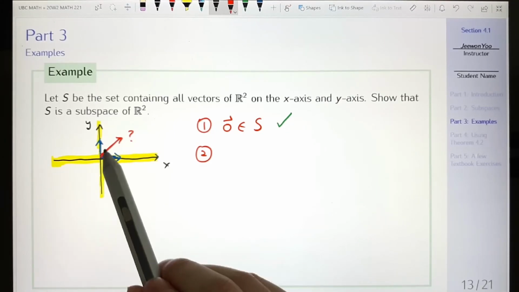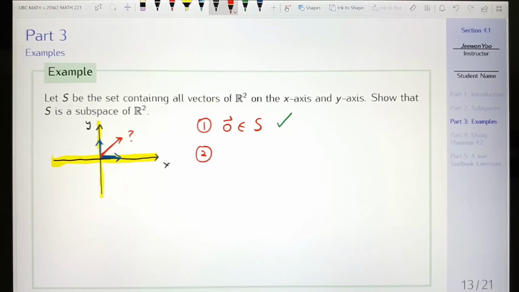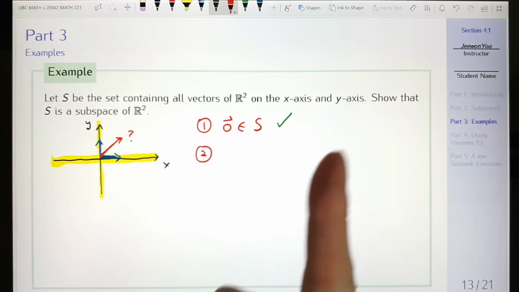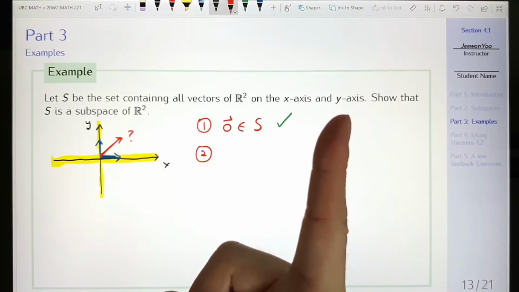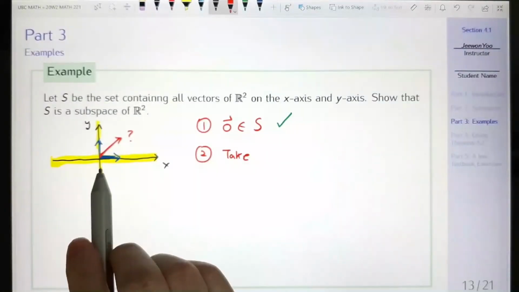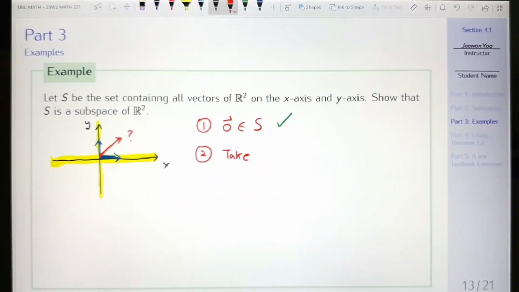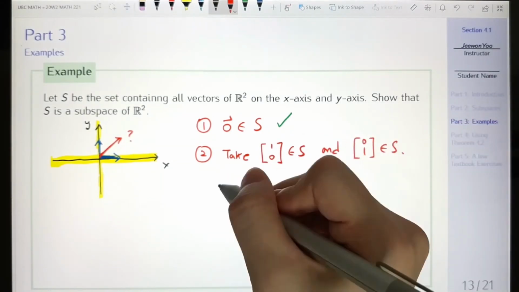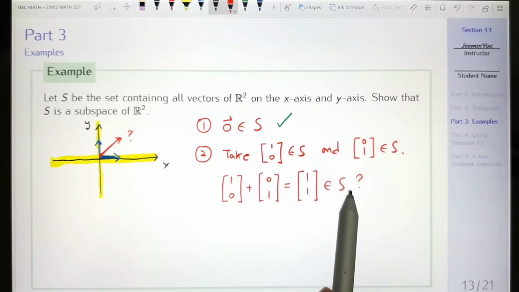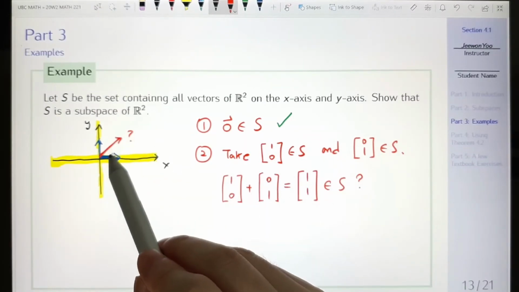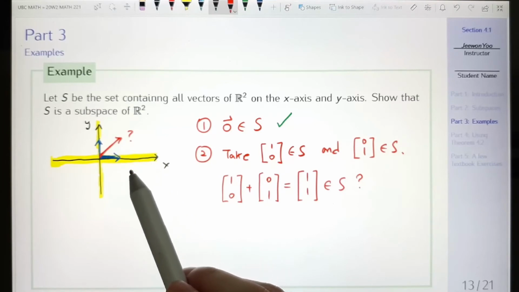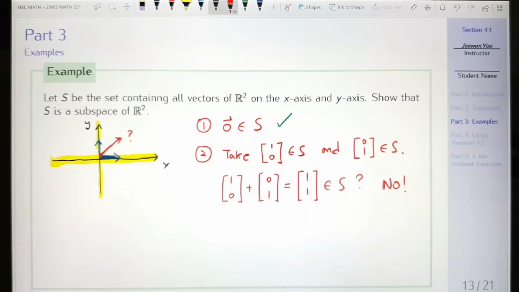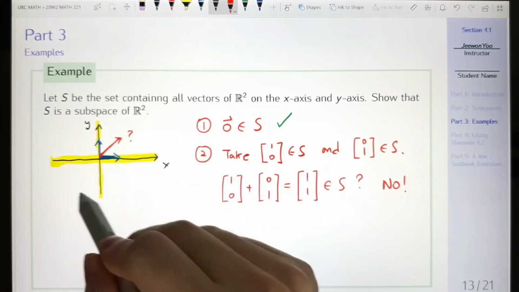If you said their addition is out of the space, then you're correct. So in order to prove that this is not a subspace, we just need one example that makes the statement false. How about we take mother, father vectors and then add them up? Do you think the vector 1, 1, which is kind of this one, lives in the set S or not? If you said no, then you're correct. Therefore, this is not a subspace.